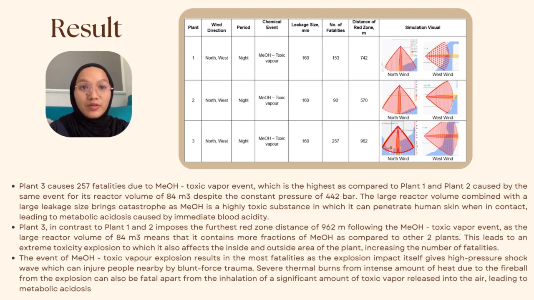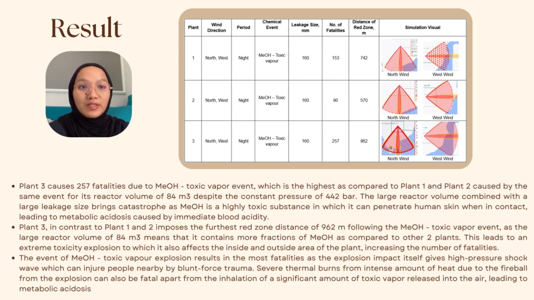So according to the results in the table, Plant 3 causes the highest number of fatalities due to the methanol toxic release event, which is the highest as compared to Plant 1 and Plant 2 for the same event, for its reactor volume of 84 meter cube, despite the constant pressure of 442 bar. The larger reactor volume combined with a larger leakage size brings catastrophe, as methanol is a highly toxic substance which can penetrate human skin when it comes in contact, leading to metabolic acidosis caused by immediate blood acidity.